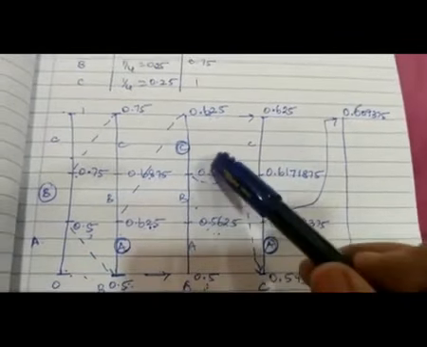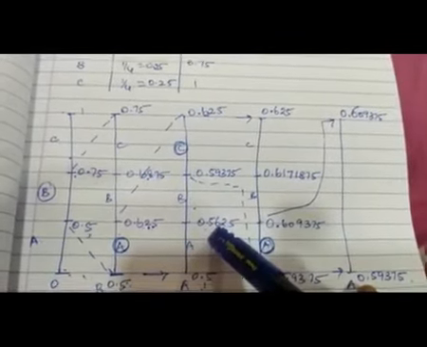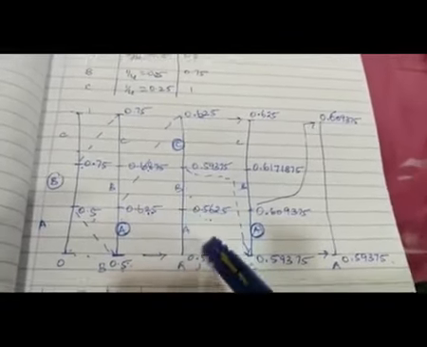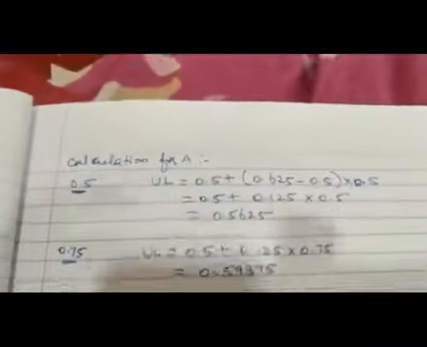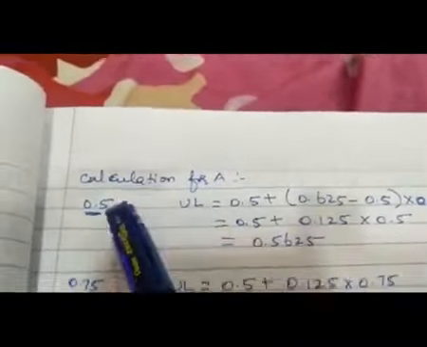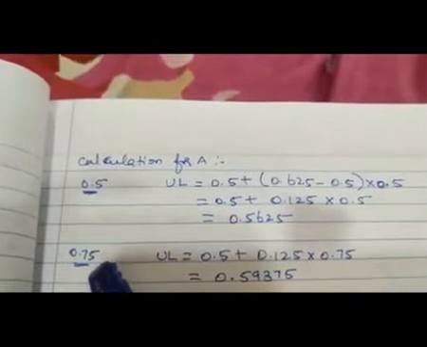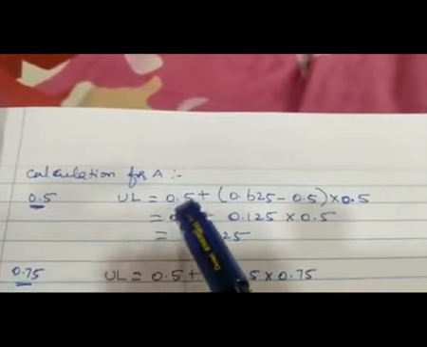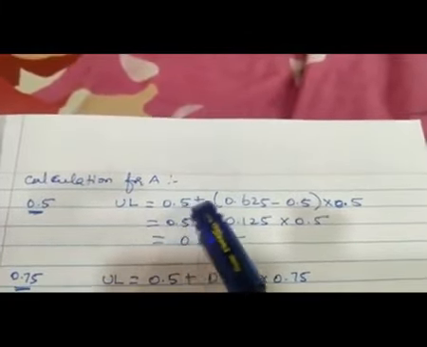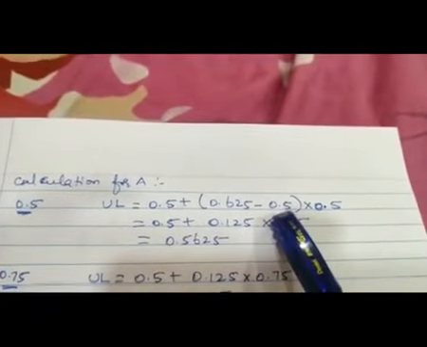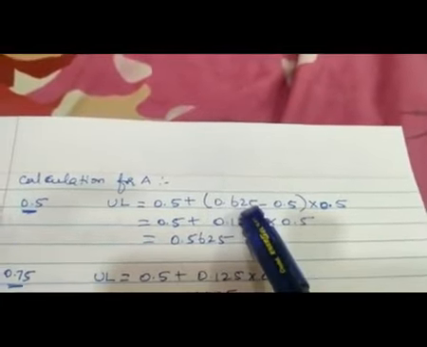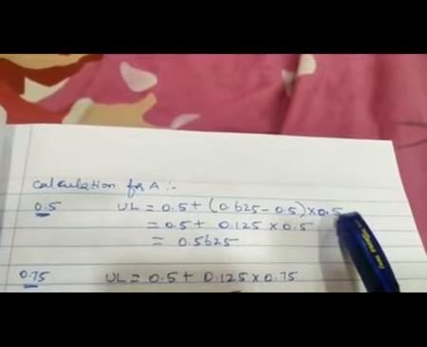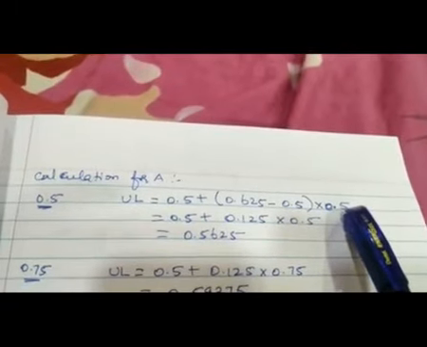Now calculate the intermediate positions as we have done for the first symbol B. To calculate this, apply the same formula. The calculation for A: first for 0.5 and then for 0.75. These are the probability difference or CDF values. So the upper limit is equal to the lower limit, for A it is 0.5, plus the upper minus lower limit difference. The upper limit is 0.625 and the lower is 0.5, and the probability difference is 0.5, or the CDF is 0.5.